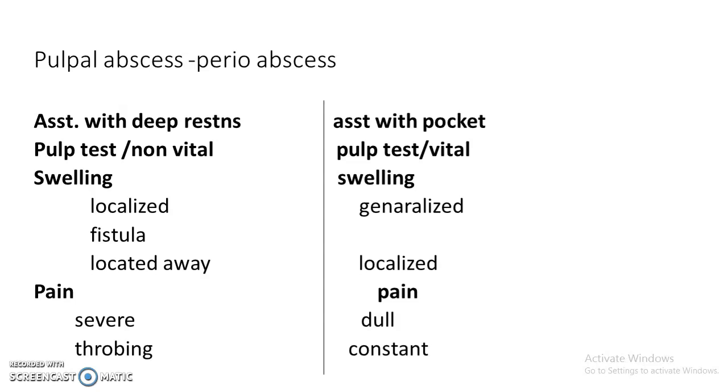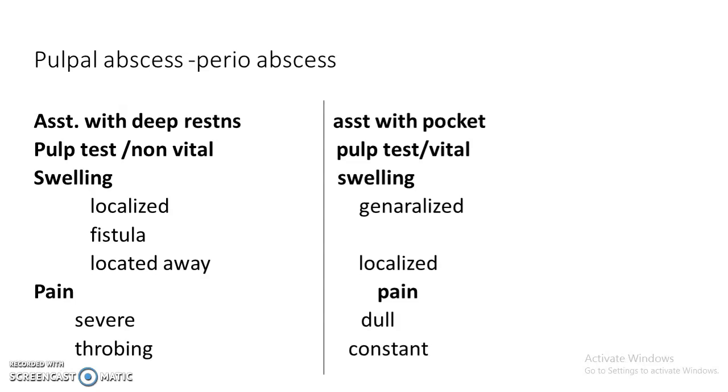And the difference between the pulpal abscess and periodontal abscess. The pulpal abscess is associated with deep restorations, and the periodontal abscess is associated with the periodontal pocket. On pulp test, it is non-vital in pulpal abscess, and in the periodontal abscess, it is vital. The swelling in pulpal abscess is localized, with a fistula dislocated away, and in the periodontal abscess, it is generalized and localized.